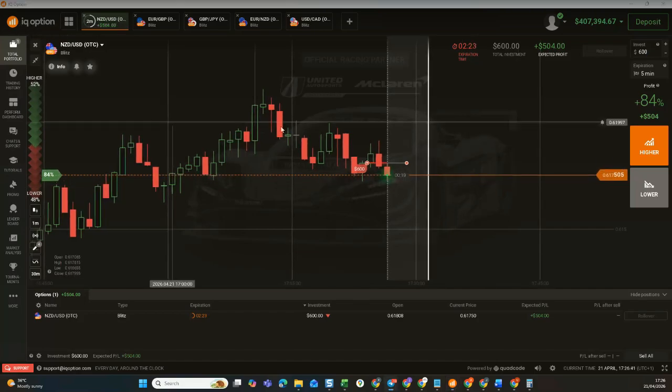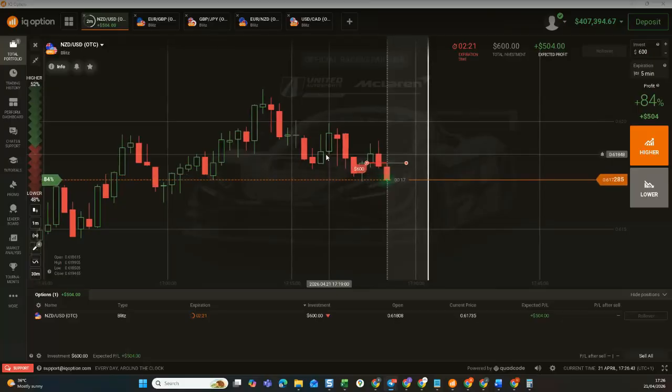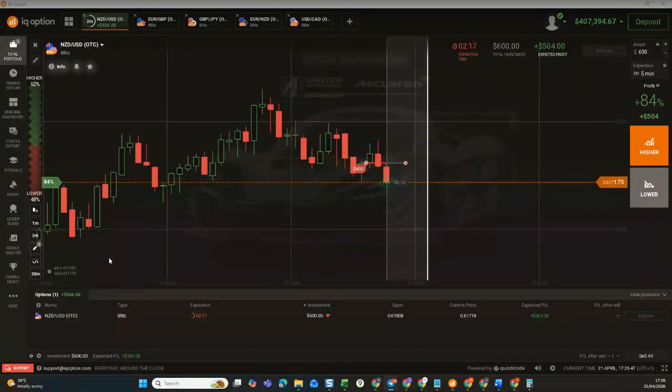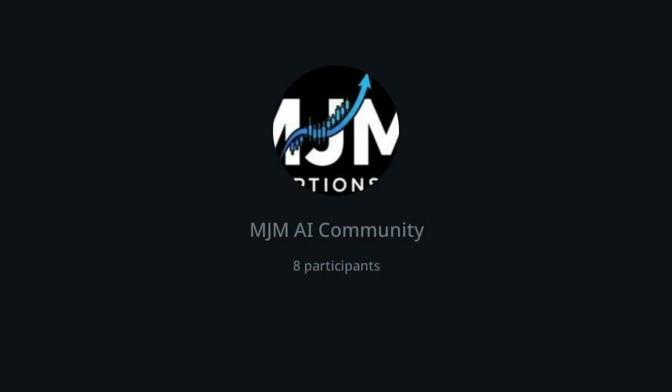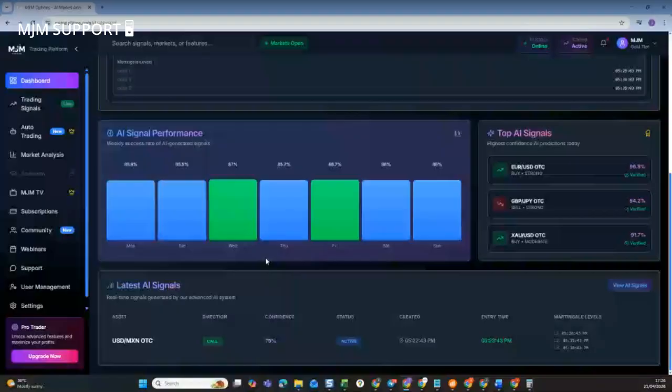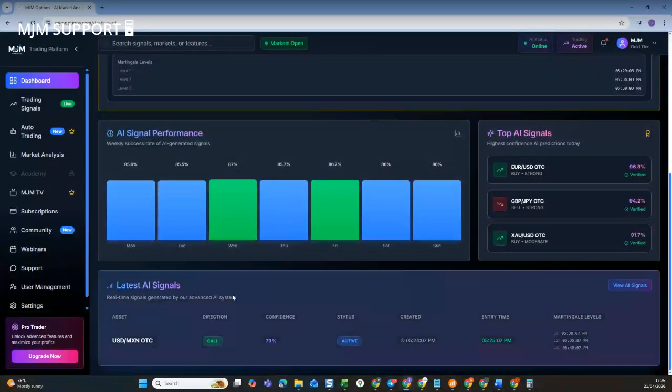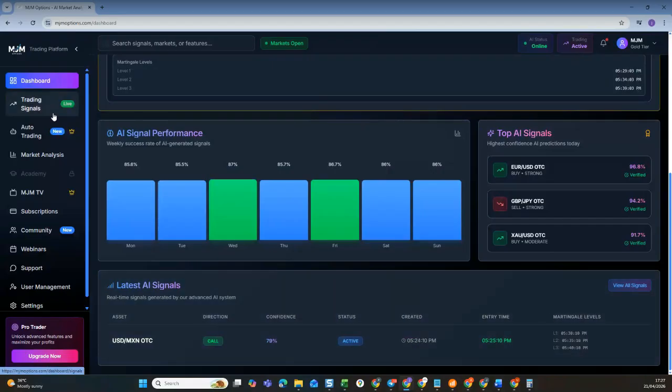Okay, so this one is on profit point. At the same time, let's go straight into the other parts of the AI, which is AI signal performance for the last 1 week. You can see the top AI signals here. You can see the latest AI signals. This is like a notification bar for signals. For those of us who are new, make sure you are paying attention here.